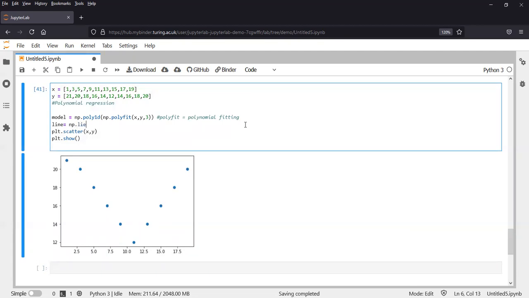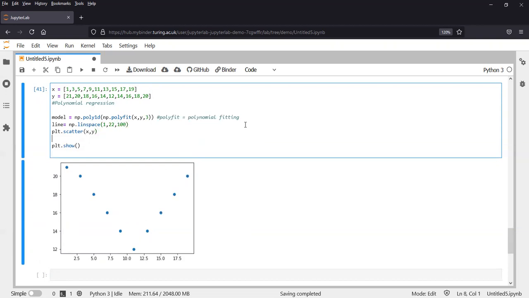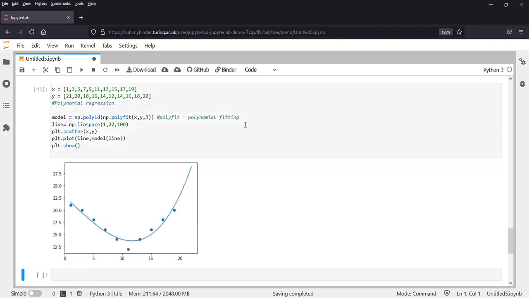And the next one, line: numpy dot linspace 1, 22, and 100. And here plt dot plot, line, model of line. Show it. Okay, I'm going to explain it right now.